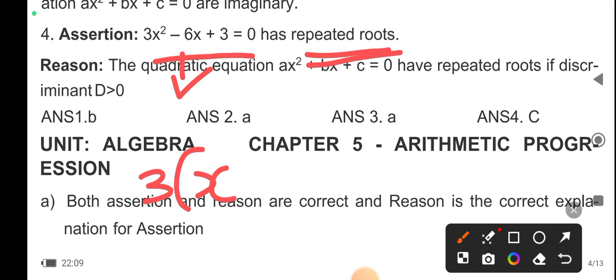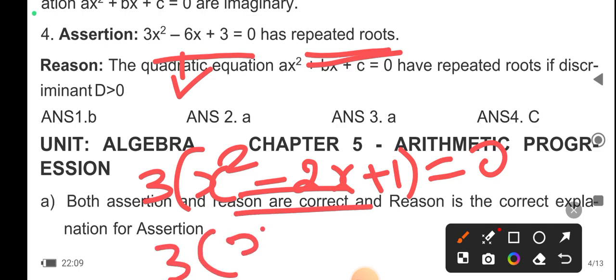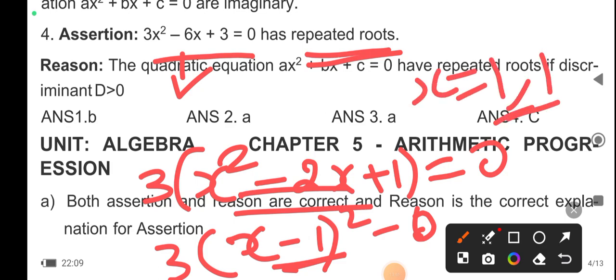Take 3 common. x square minus 2x plus 1 equals 0. What is x square minus 2x plus 1? That is nothing but (x minus 1) whole square. (x minus 1) whole square, so x equals 1 comma 1. So yes, it's a repeated real root.